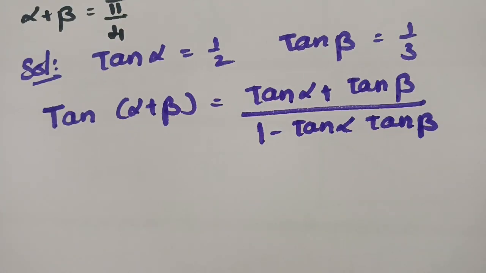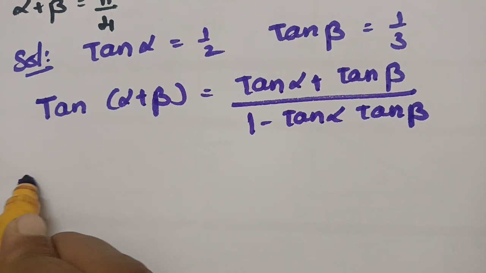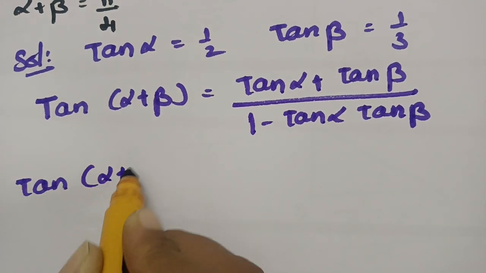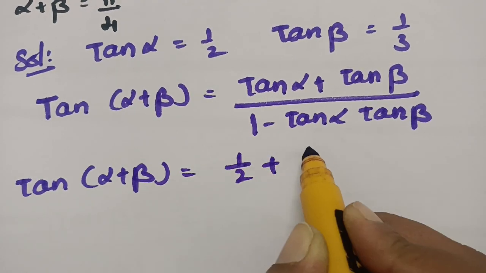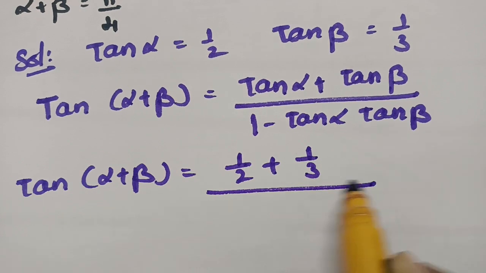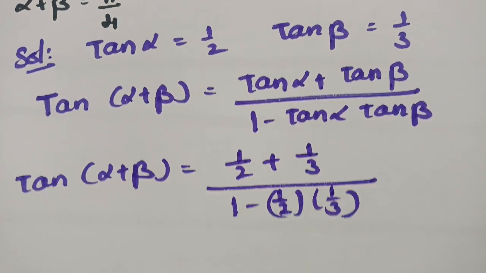So if I substitute the values, then tan of alpha plus beta is equal to, what is tan alpha value? This is half. And what is tan beta? This is 1 by 3. By 1 minus 1 by 2 into 1 by 3.